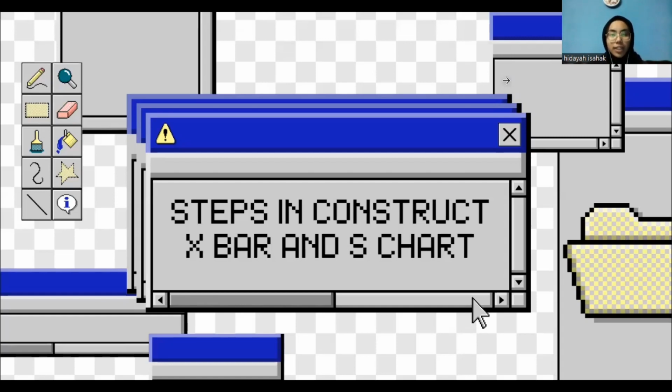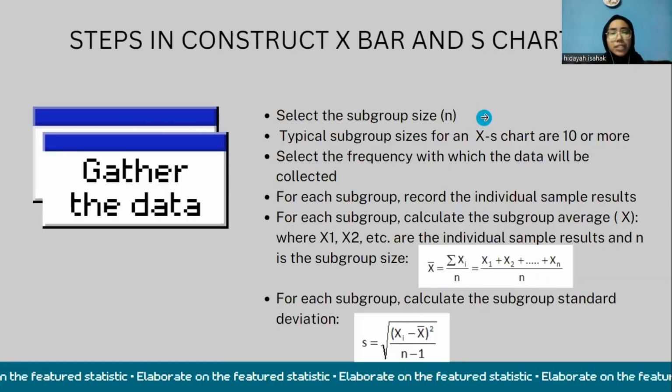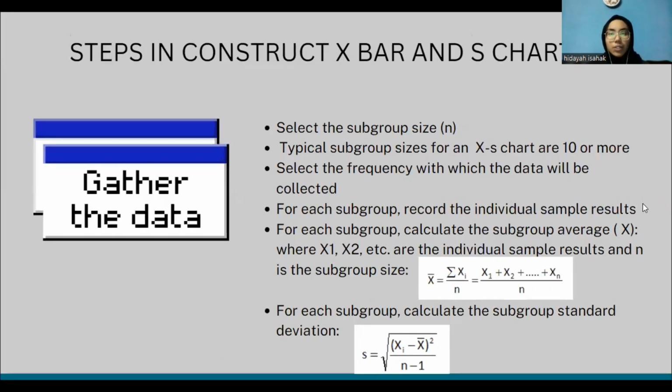There are 4 steps to construct the X bar and S chart. For the first step, we need to gather the data. In this step, we have to select the subgroup size, which is N. Typical subgroup size for an X bar chart and S chart is more than 10. Select the frequency with which the data will be collected. For each subgroup, record the individual sample results.